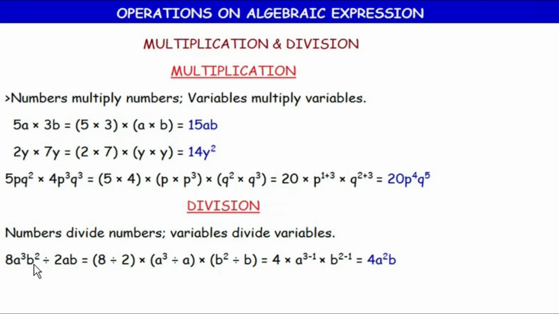And then we come to the b aspect. So b squared divided by b. Here too is going to be b to the power 2 minus 1, and that is what? That is still b. So the answer for 8a cubed b squared divided by 2ab is 4a squared b. So basically numbers will divide numbers, and then each variable will divide its corresponding variable. I believe it's clear, right?